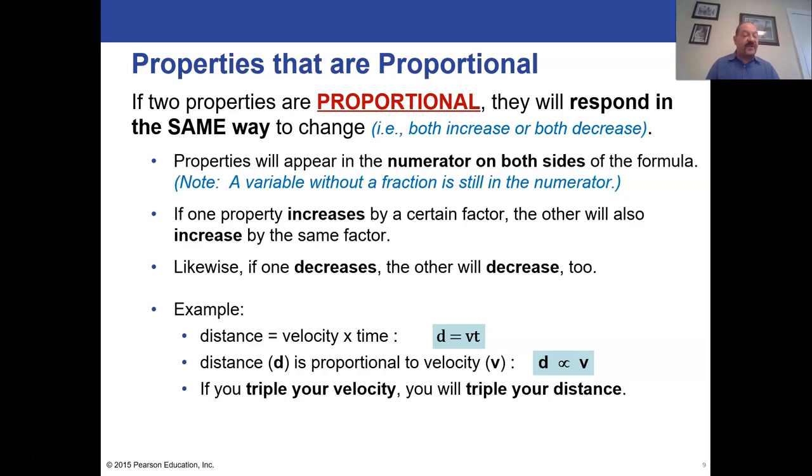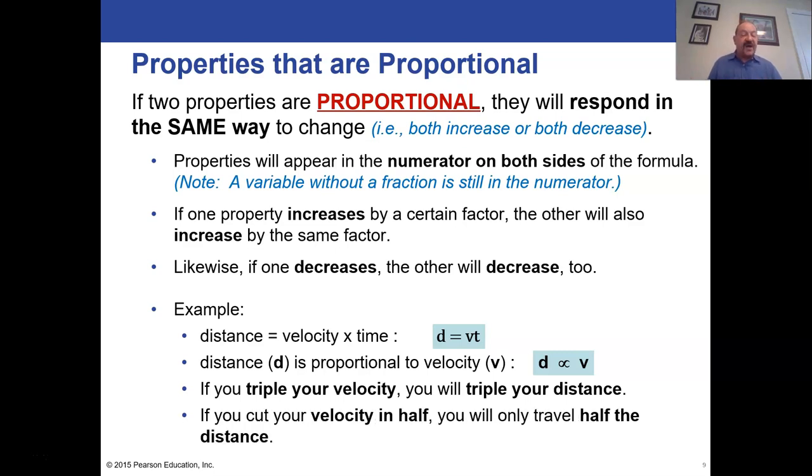If I triple the velocity, I'll triple the distance. If I triple the distance in the same amount of time, I will triple the velocity. So it works both ways. If I cut the velocity in half, I'll travel half the distance. If I travel half the distance in the same amount of time, I will have half the velocity. Again, it works either way.